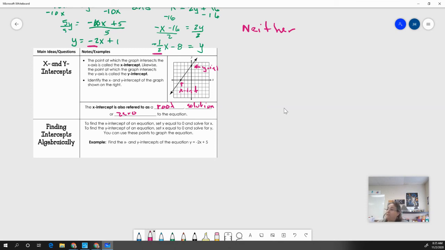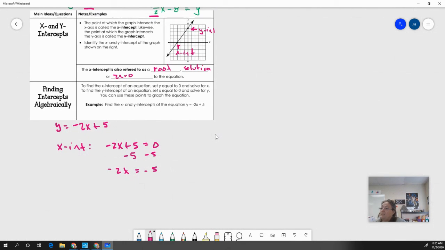So we're going to do the example that's provided, right? We have y equals negative 2x plus 5. So if I want to find the x-intercept, right, let's look at the instructions right here. It says if we want to find the x-intercept, set y equal to 0 and solve for x. So we've got minus 2x plus 5 equals 0, right? We just made our y 0. And now we can go ahead and solve. We just get x all by itself. So we've got minus 5 on both sides, which gives us negative 2x equals negative 5.